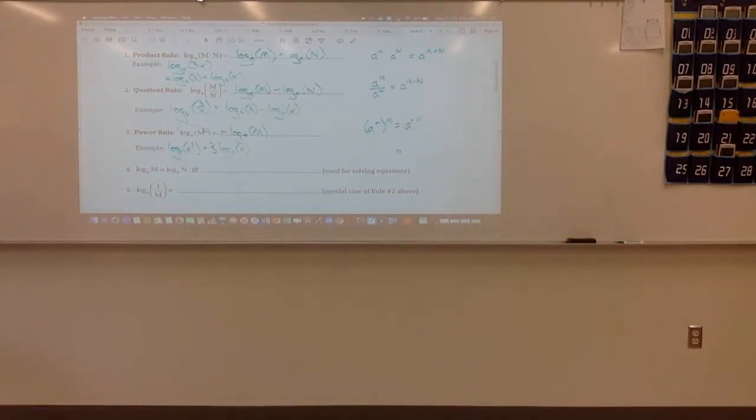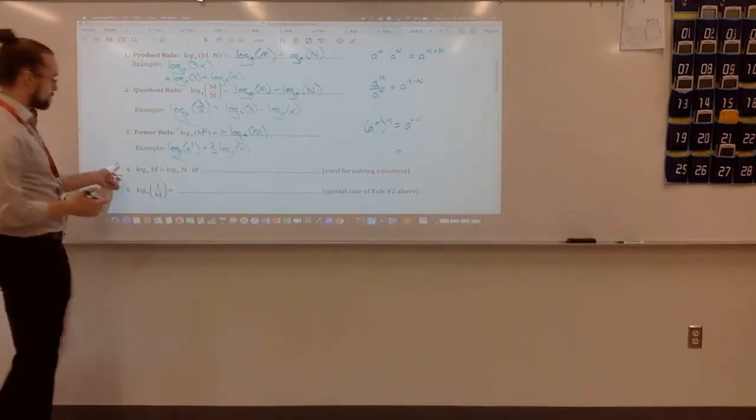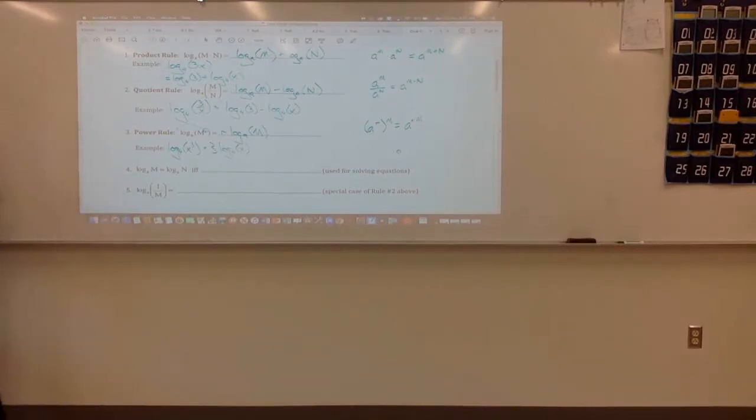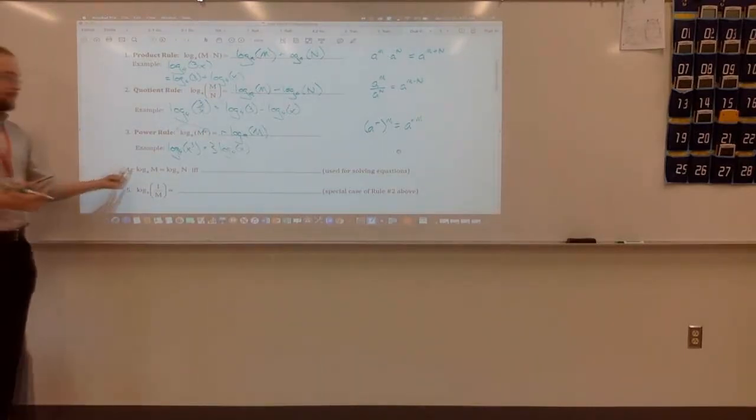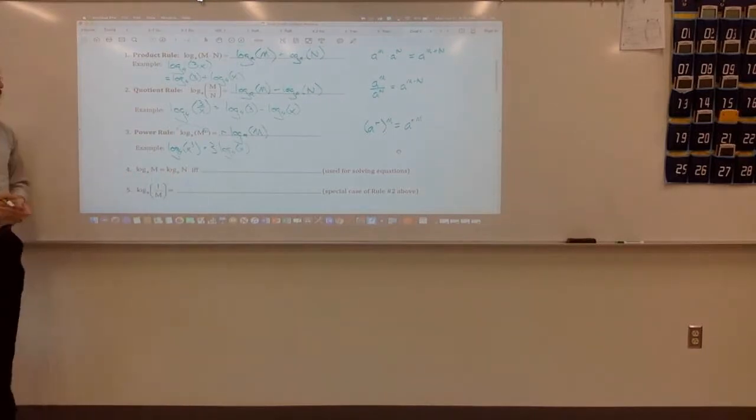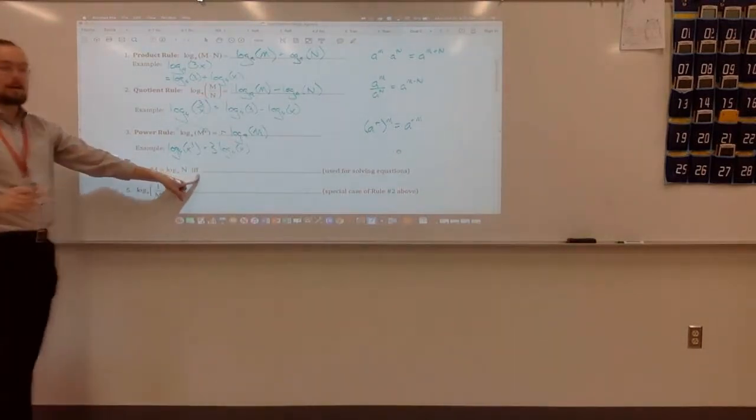Now the last two aren't necessarily rules, they're just kind of special cases. So number 4, if I've got log base A of m equals log base A of n, IFF. What do we know what this IFF means?